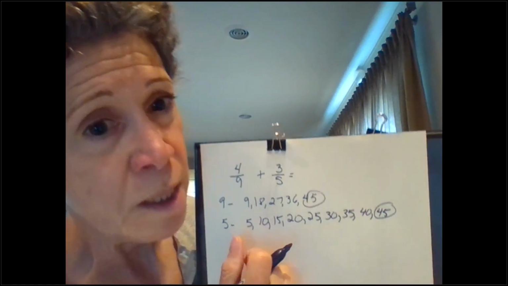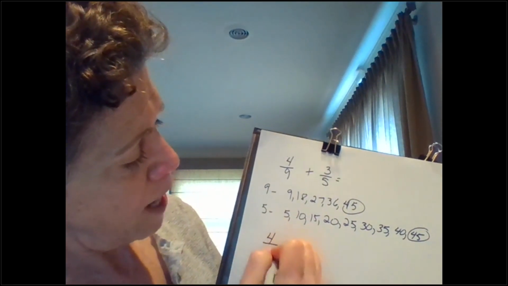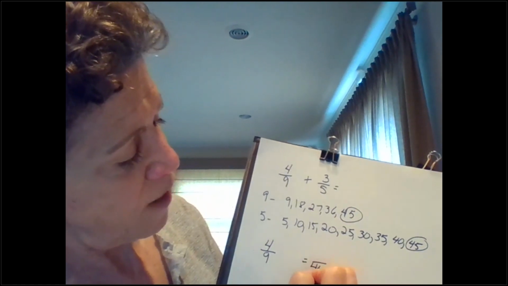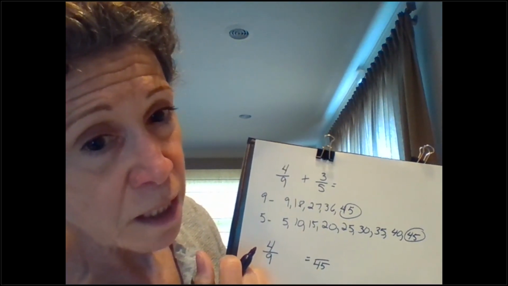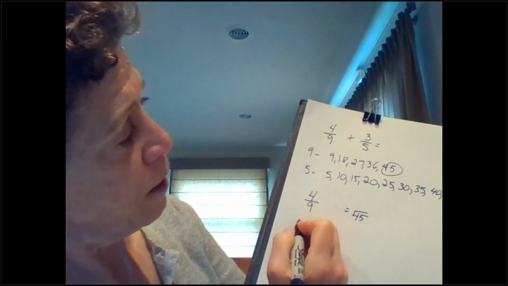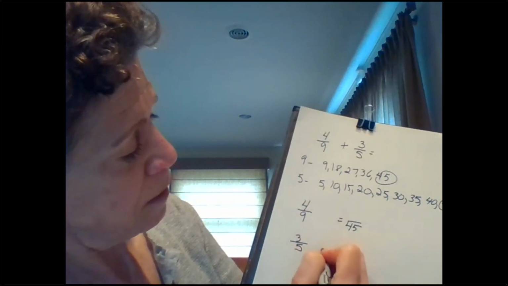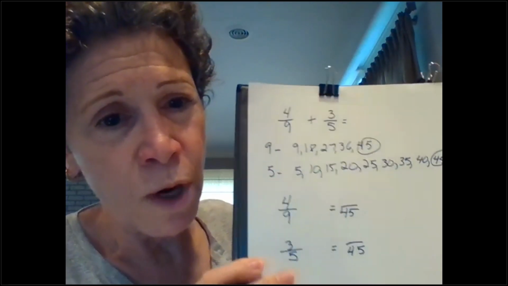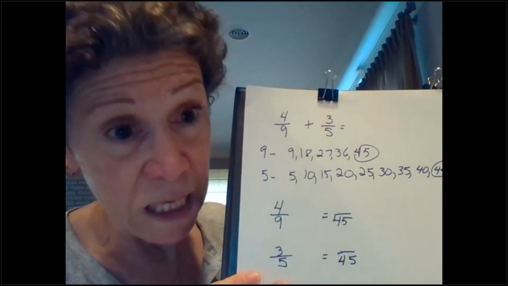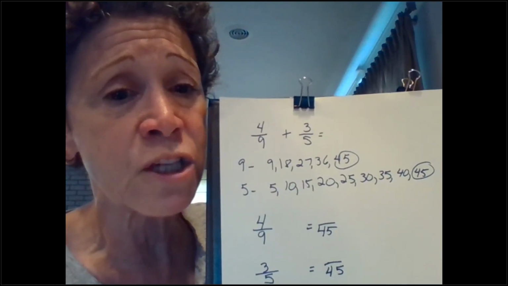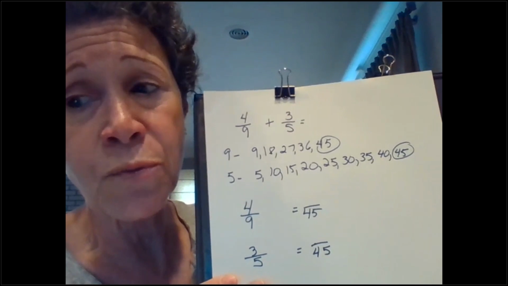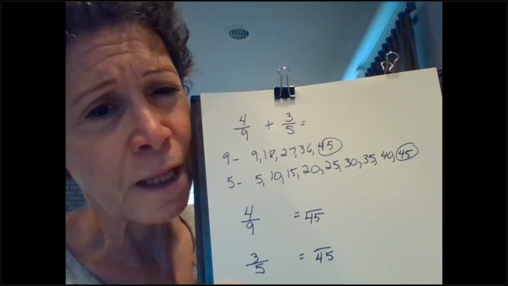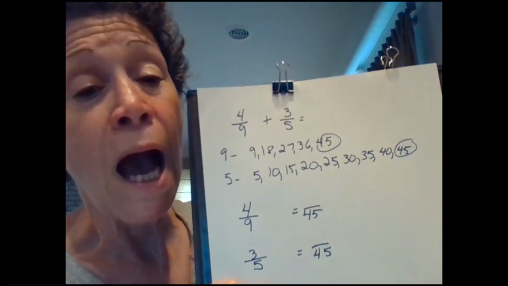Okay? Now, we want to turn 4/9 into a fraction with 45 as the denominator, correct? And we want to turn 3/5 into a fraction where the denominator is 45. Now, where I lost you a little bit is, if I understood you correctly, you said that the new fractions are going to be 4/45 and 3/45. Is that what you told me? Is that wrong?